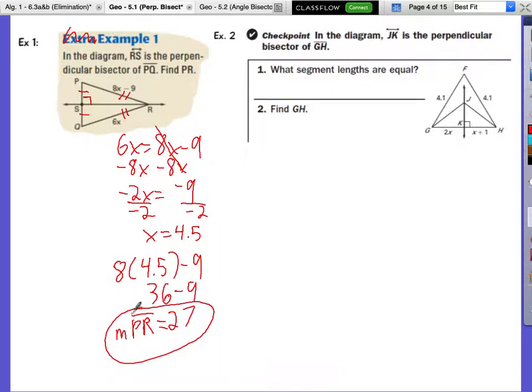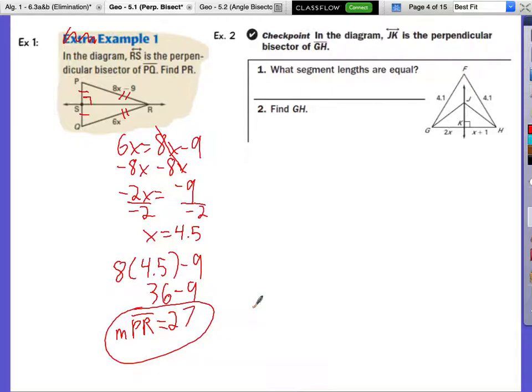Now could we have plugged it in somewhere else too? We could have plugged it into 6x. Why could we have also plugged it into 6x? They're congruent. 6x is the same measure as 8x minus 9. What might have been a little easier? To plug it into 6x. So if we notice that, take advantage of it. If you don't, we got the same answer either way, so it's okay. But if you notice those things, that can save you work and save you time. Those are good things to notice.